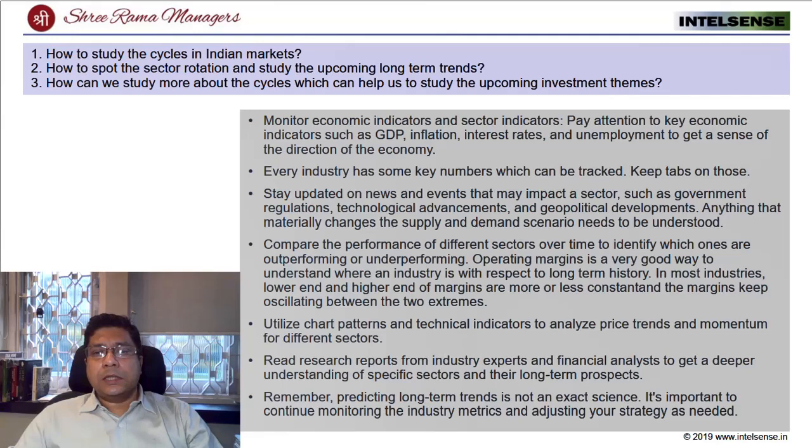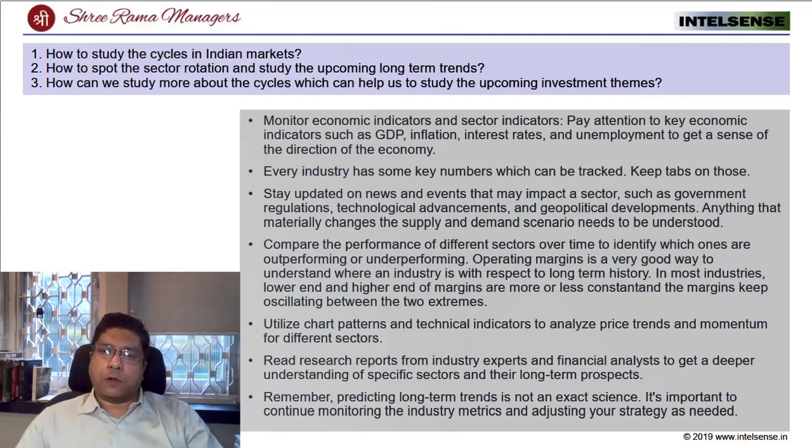Peak margins is an extremely bad time to buy, simply because that is a time when everything is hunky dory, all the news is positive, and you will feel that this is going to be perpetual, right? The cycle will never turn, and then eventually the cycle turns. I've seen this over and over again for various sectors, whether sugar, paper, graphite, steel. Every time you'll get a new story where somebody will say that this time it's different, this time it's going to last longer, and so on and so forth. But it never happens like that.